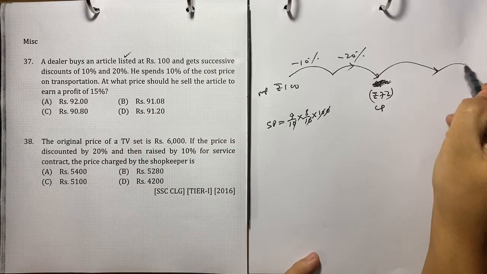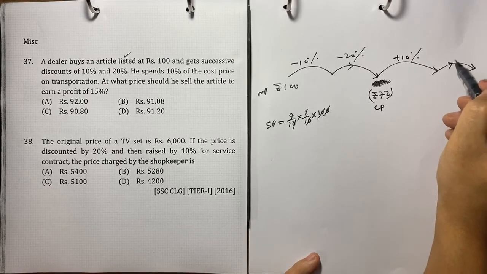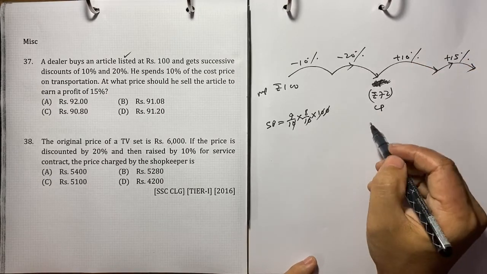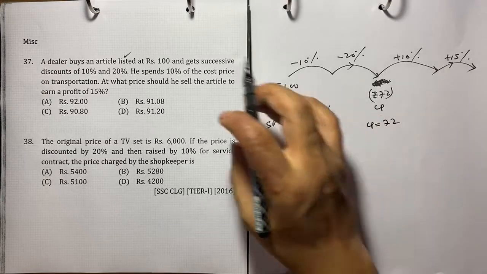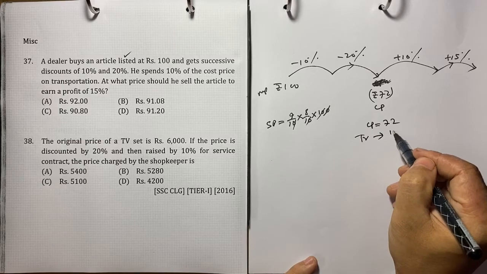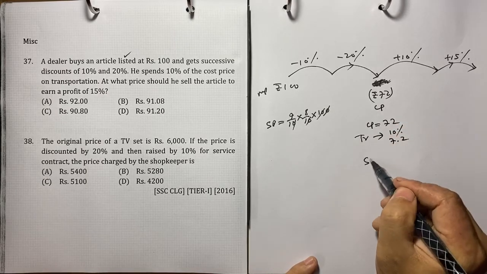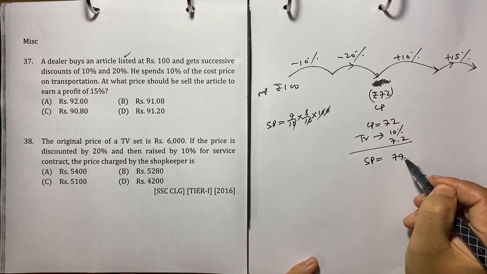So there is a 10% increase, and then a 15% increase. The dealer's cost price is 72. The transportation is 10% of that, so 10% of 72 is 7.2. It is a very basic calculation problem. So the total will be 79.2 rupees.